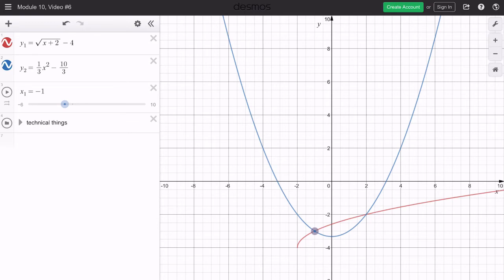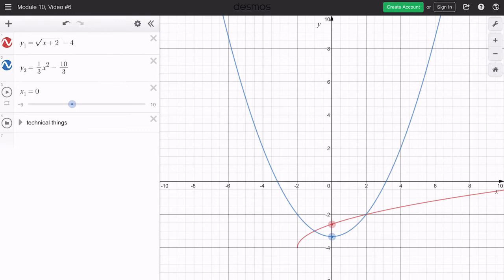But if you remember, what we're looking for in this particular inequality is where the square root of x plus 2 minus 4 is greater than 1/3 x squared minus 10/3, meaning the y1 point will be above the y2 point, or in terms of colors, the red point would be above the blue point. If we continue moving further to the right, from x equal -1 to say 0, you'll notice at this point the red point is above the blue point vertically.